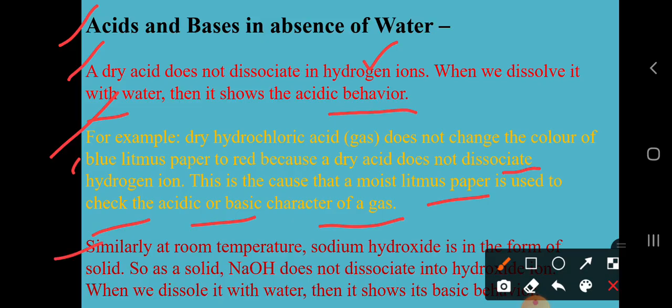Okay, so similarly at room temperature what happens? Sodium hydroxide in the form of a solid, as a solid, NaOH does not dissociate into hydroxide ions. So when we dissolve it with water, then it shows basic behavior. So dear students, for showing the acidic and basic behavior of acids and bases, we need to take water, otherwise they will not show their properties. Okay, so for dilution, water is necessary. Okay, so this is the main thing we have to keep in our mind, that for getting the acidic and basic behavior we need to react with water, we have to dissolve it in water.